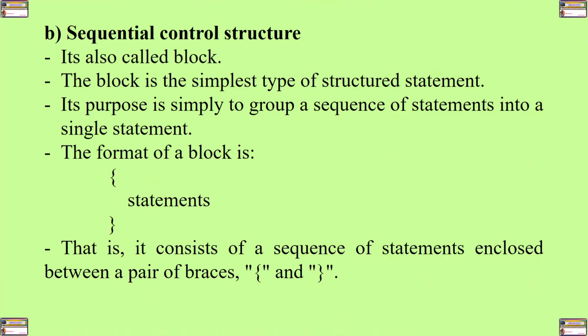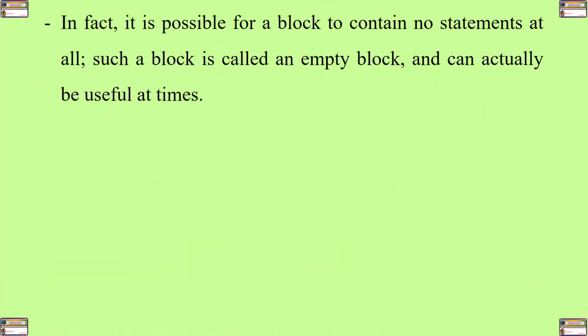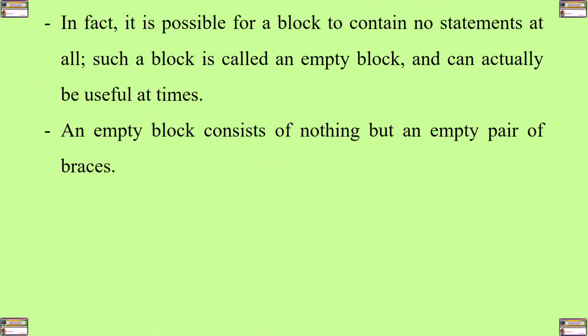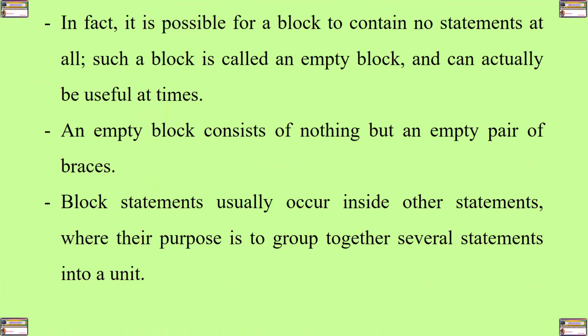Therefore, it consists of a sequence of statements that are enclosed between a pair of braces, that is the right brace and the left brace. In fact, it is possible for a block to contain no statements at all. Such a block is called an empty block and can actually be useful at times. An empty block consists of nothing but an empty pair of braces.